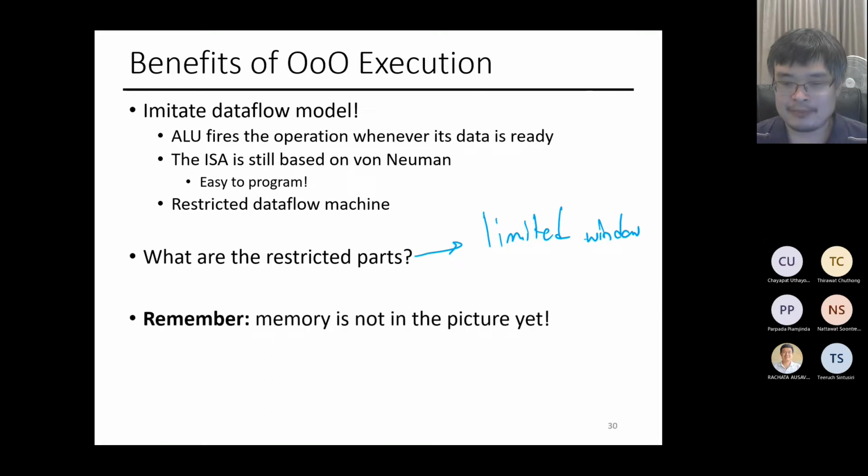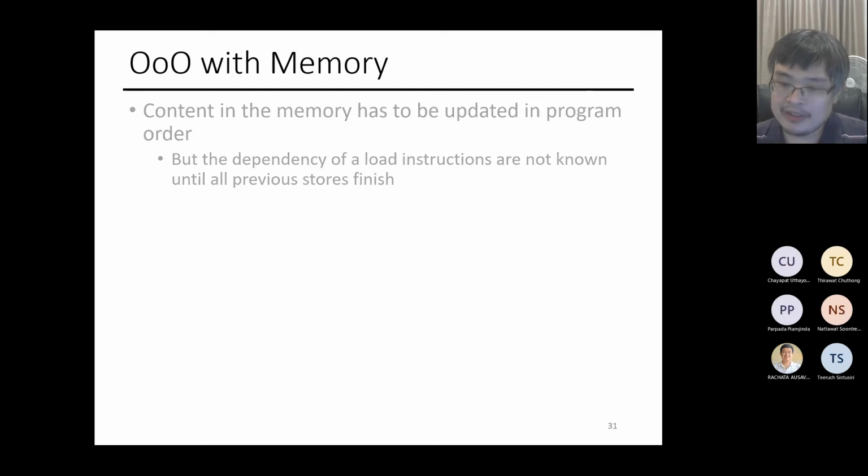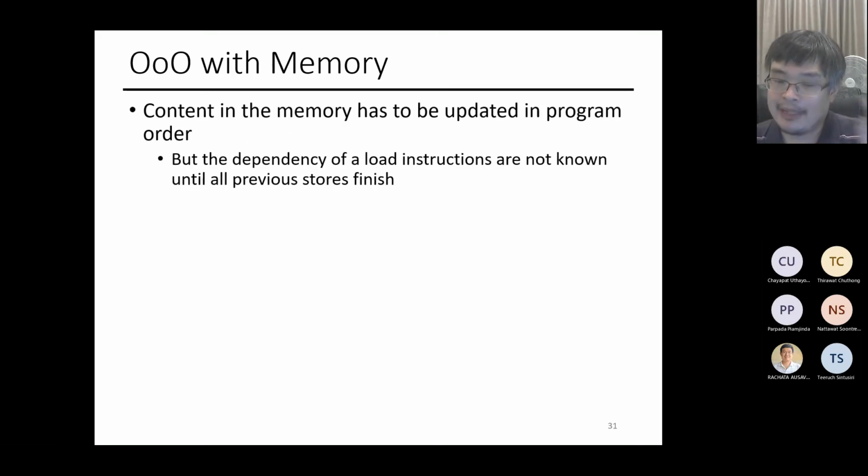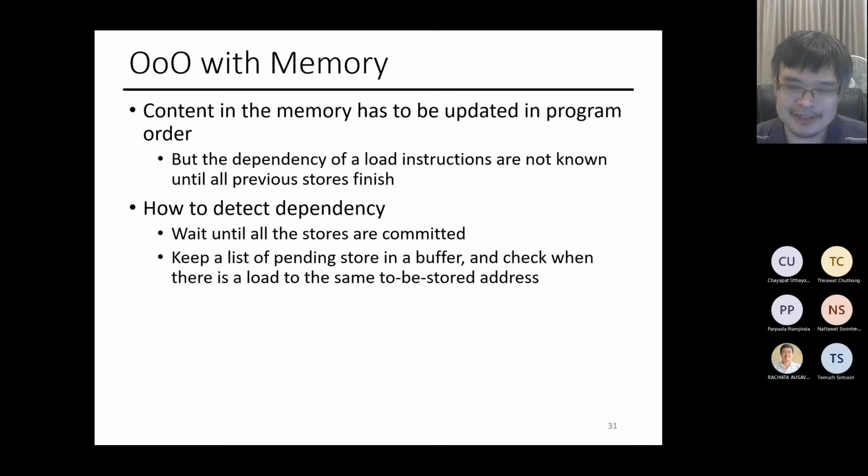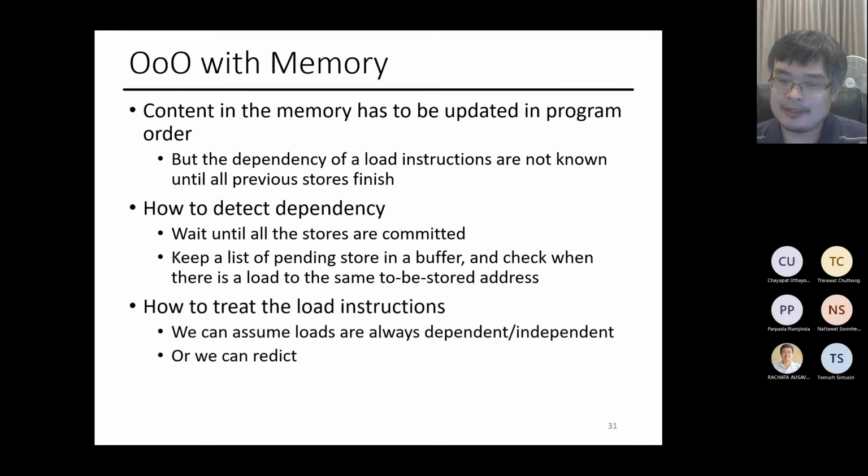And then please remember, there's nothing about memory in the picture yet, right? We'll talk about out-of-order execution with memory in the next lecture, because content in the memory has to be updated in the program order as well. If you do load, store, it has to follow the same order. And you have to detect dependencies. The key here is to detect the dependency. So we'll talk about how to handle load instructions. That's it for the lecture part today.